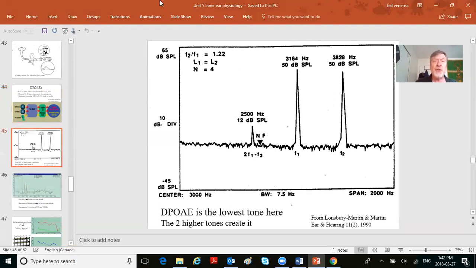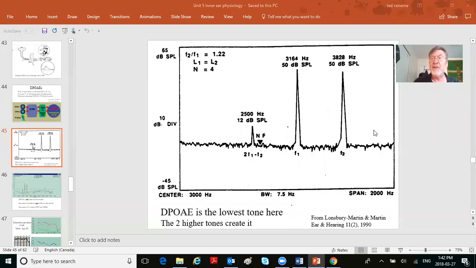So what they're doing with OAEs is they're playing pairs of tones surrounding 250, surrounding 500, surrounding 750, surrounding 1,000, surrounding 1,500. And they're looking for that third tone to come out each time. Okay? That's otoacoustic emissions. Really cool. One of the coolest tests around. It's a non-behavioral test of outer hair cell function.